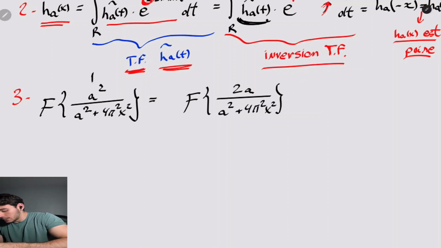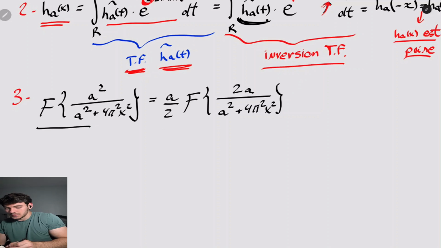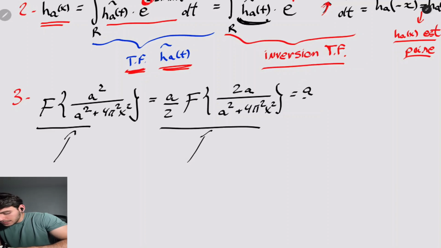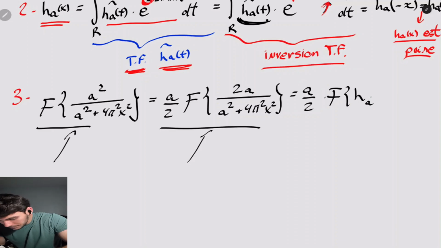So here we have a squared, and here we have a. So I'll multiply it by a. And here we have an extra 2, so I will divide it by 2 here. So now we have an equation. This is equal to this, right? So what he's asking for is the same as this, all right? So that's a divided by 2, and this Fourier transform is actually the Fourier transform of h_a of t, right? We've done this.